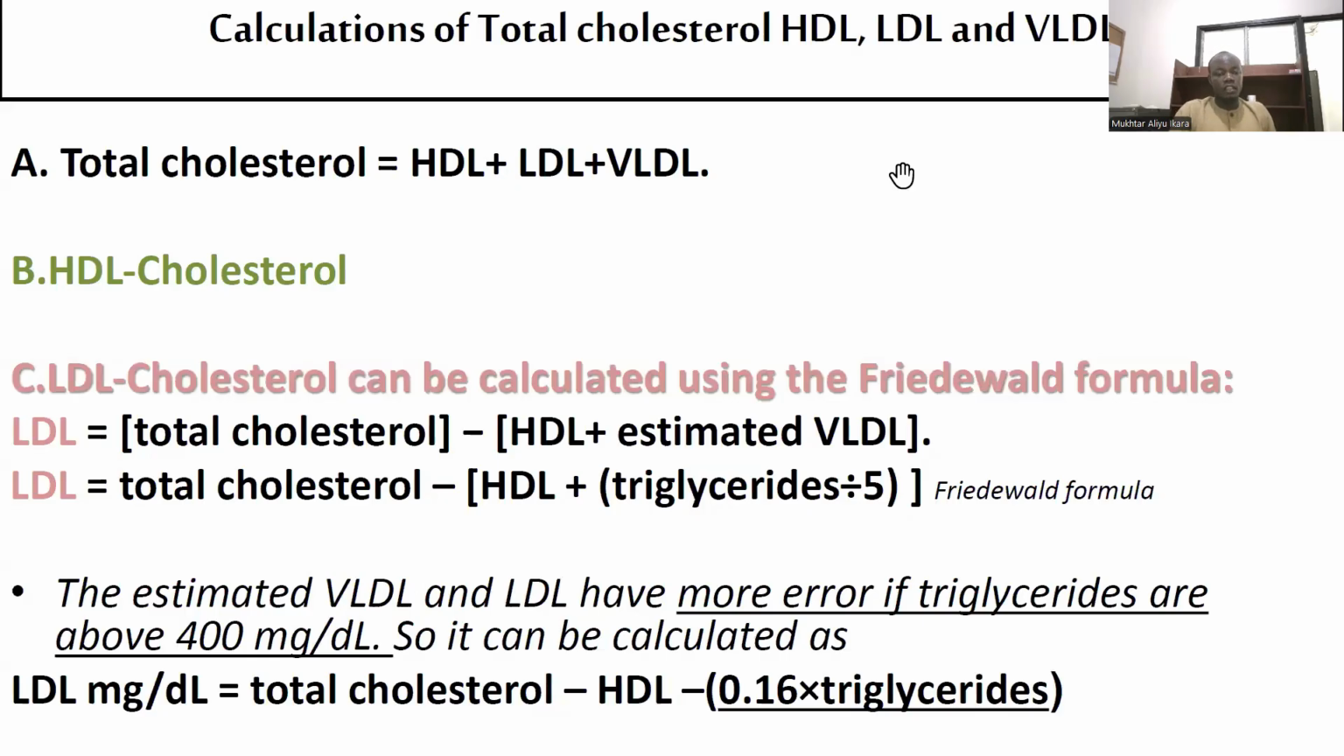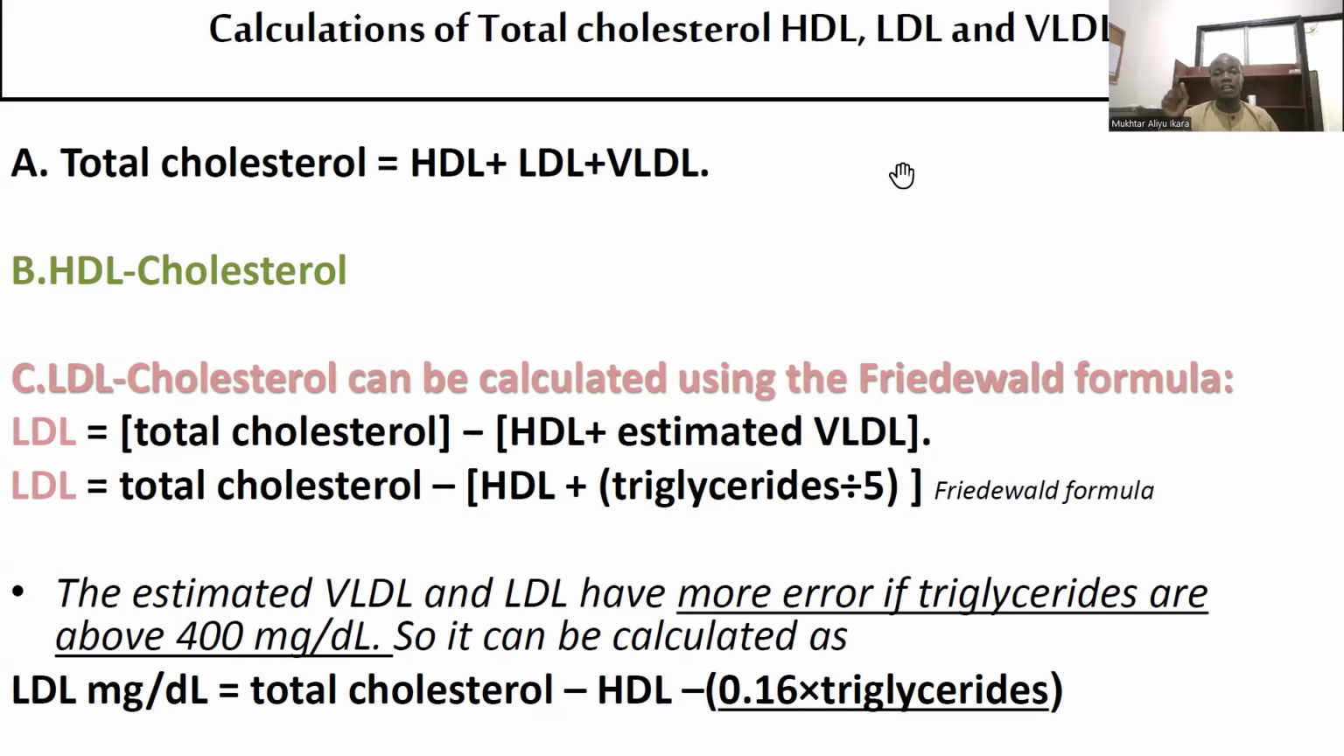So in this video, we are going to look at the calculation of total cholesterol, HDL, LDL, and VLDL. To get the total cholesterol, you have to sum the concentration of HDL, LDL, and VLDL. We also have HDL cholesterol.